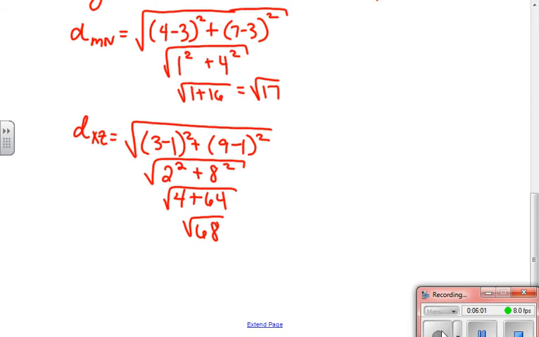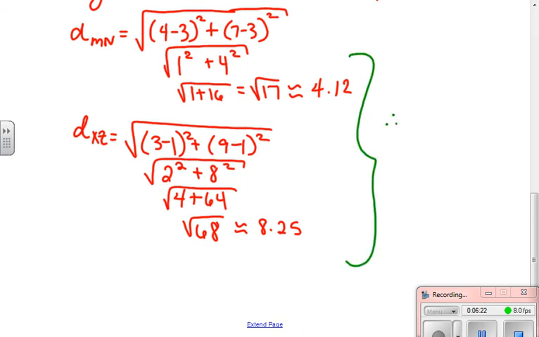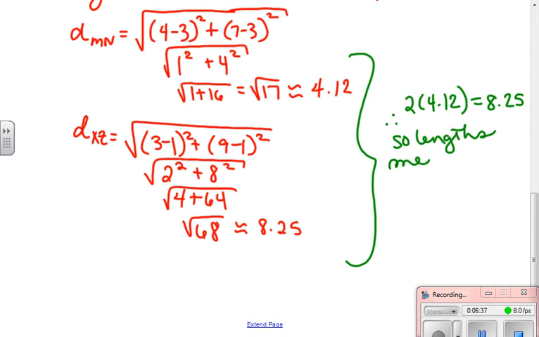Now, as that stands, you may not know what those values are, but if you go to your calculator, the square root of 17 is approximately 4.12, and the square root of 68 is approximately 8.25. And since I'm rounding, what I can say is, therefore, 2 times 4.12 is equal to 8.25, because I'm rounding. So lengths meet criteria. So you've shown that that criteria is true.